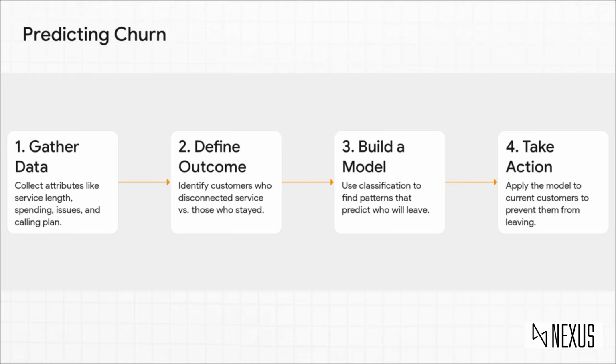And then the final step, the payoff. You take that trained model and run it on your current customer base to get a ranked list of who's most likely to bail next. And now you can actually do something about it before they leave.